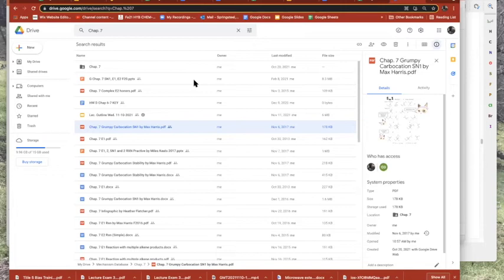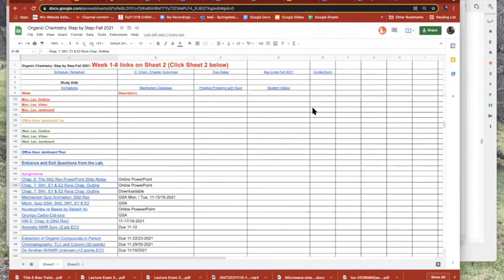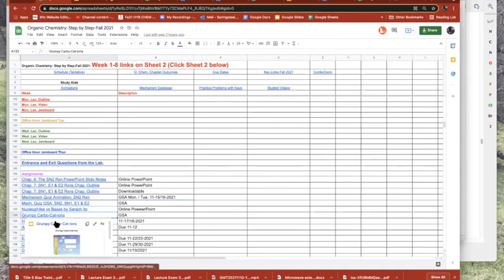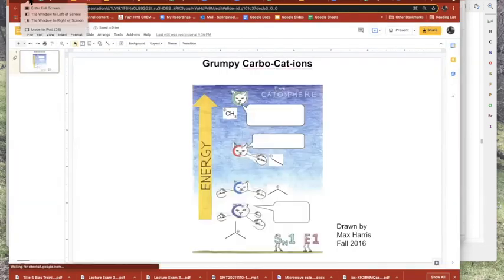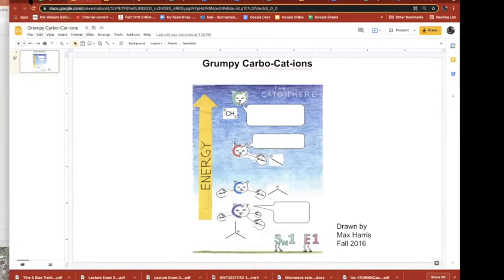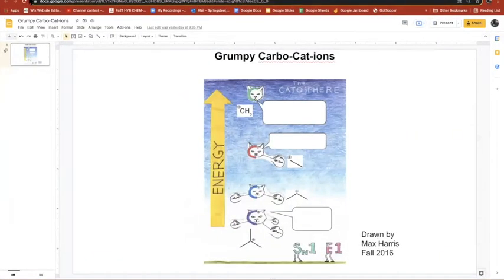Okay, so before I go into the outlines of chapter 6, I'm going to show you, I like these grumpy carbocations. This was made by a student of mine back in 2006, so what, 5 years ago. This is Max's. We came up with this, I don't know why we came up with the grumpy carbocation, because it's cat, it makes sense. So this is the grumpy carbocation.